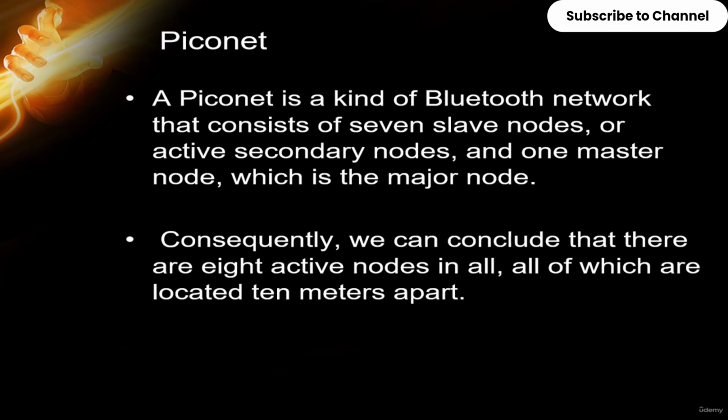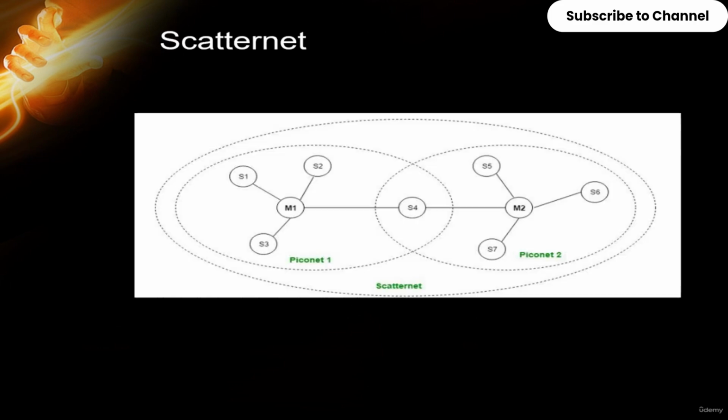So they can have eight active nodes in total, all acting within a 10 meter range. If you look further at the piconet, it also provides one-to-one or one-to-many communication between primary and secondary nodes. Slave-to-slave communication is impossible. Only master-to-slave communication is feasible in this Bluetooth architecture.